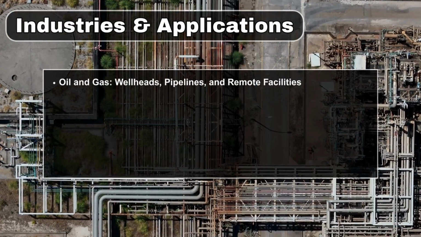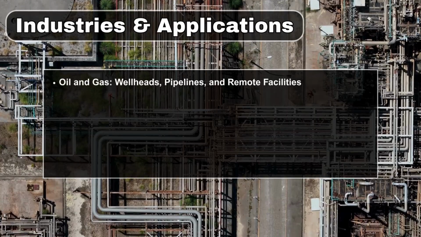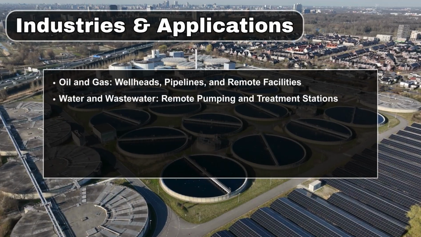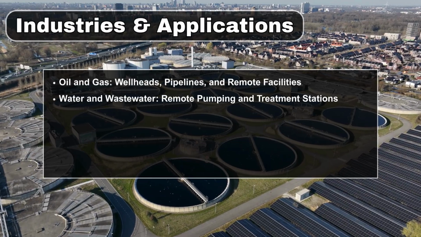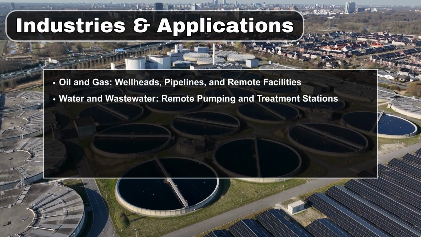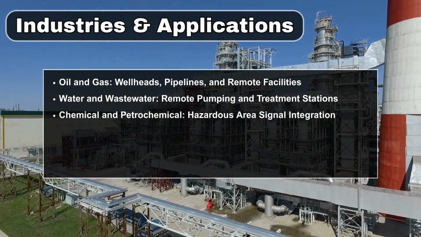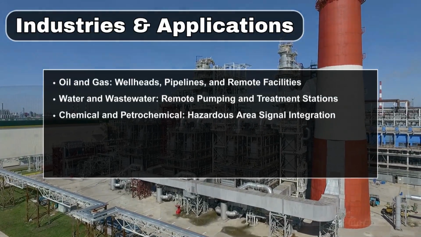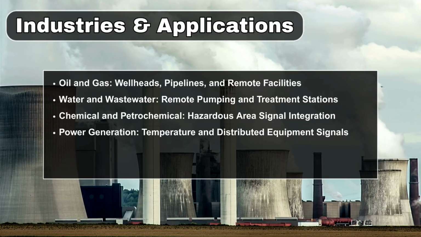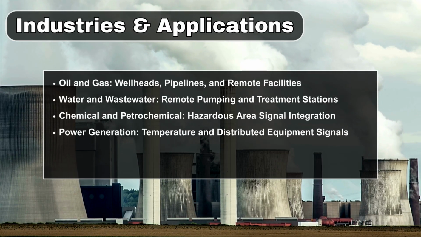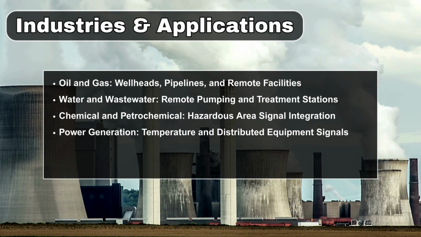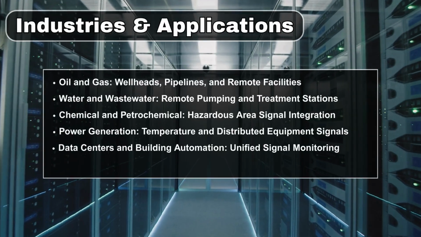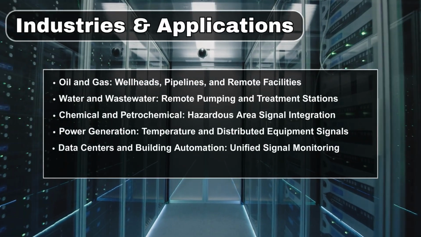In oil and gas, it connects wellhead instrumentation and pipeline monitoring equipment back to control centers across vast distances. In water and wastewater, it links pumping stations and remote treatment facilities to central SCADA systems without the cost of extensive cable runs. Chemical and petrochemical plants rely on remote I/O to safely interface signals from hazardous process areas. Power generation facilities use it to monitor remote temperature points and consolidate signals from distributed equipment across large plant footprints. Data centers and building automation systems benefit from its ability to integrate diverse signal types into a unified monitoring platform.